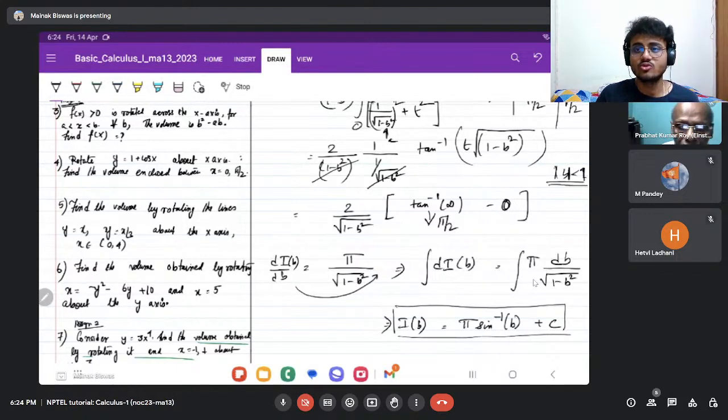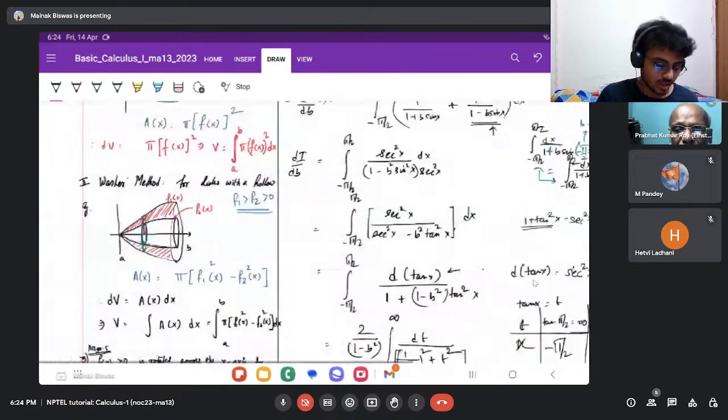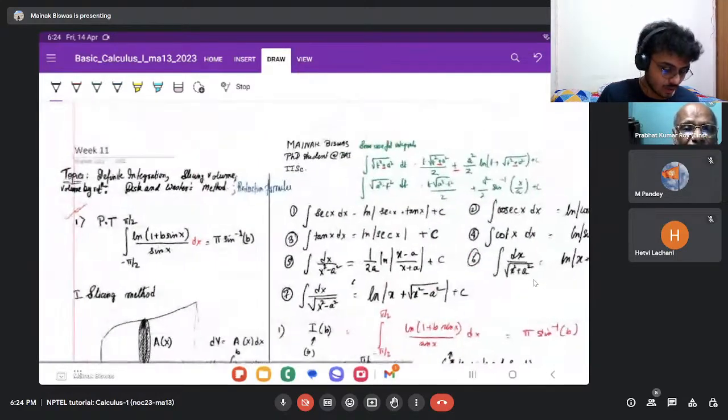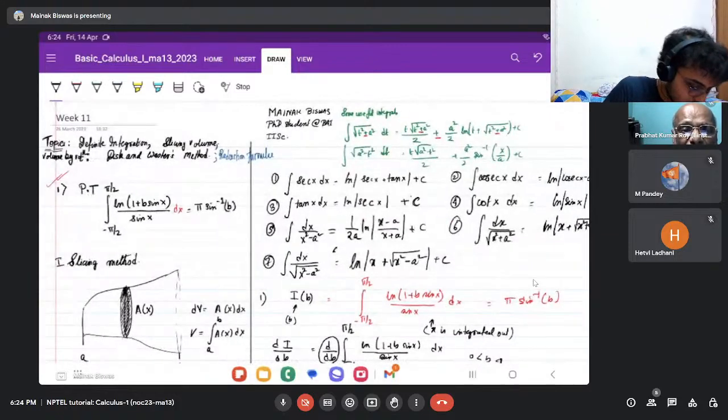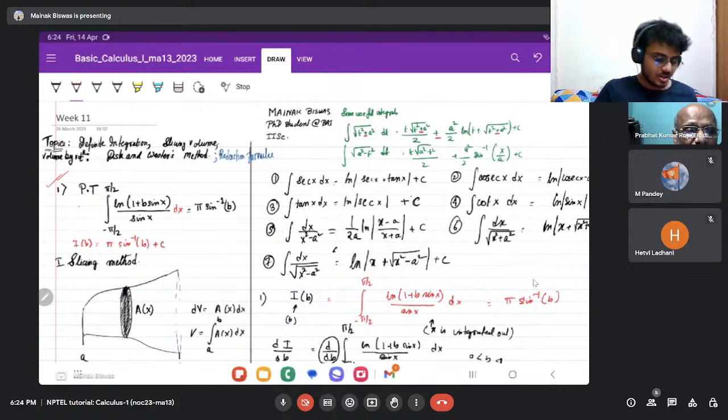But is it actually true for all values of c? How do I find the value of c? Any idea? I'll show you the equation once again. I have found I as a function of b: I of b is pi sin inverse b plus a constant. For my case, I need to prove that c is 0, right? How do you think we will prove it?